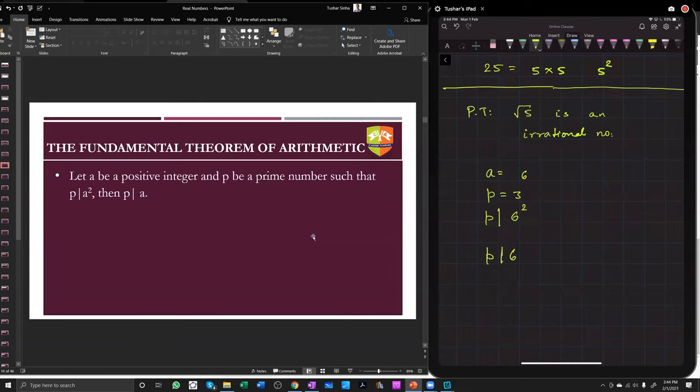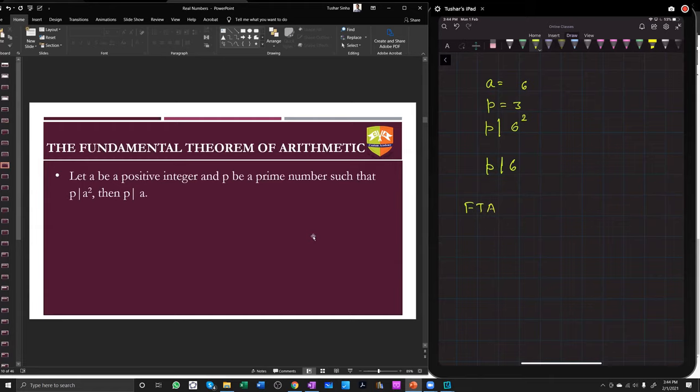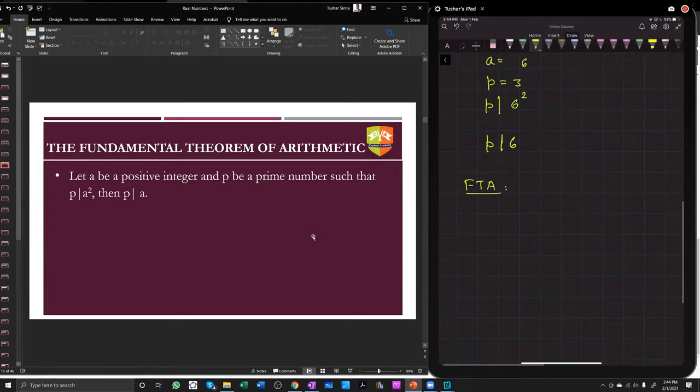So that is what they are saying, right? And you have to prove this. Can anyone suggest how to prove that if A is a positive integer and P is a prime number such that P divides A square, then P divides A? So you'll use FTA here. Isn't it? What will we use? FTA. How to deploy FTA?